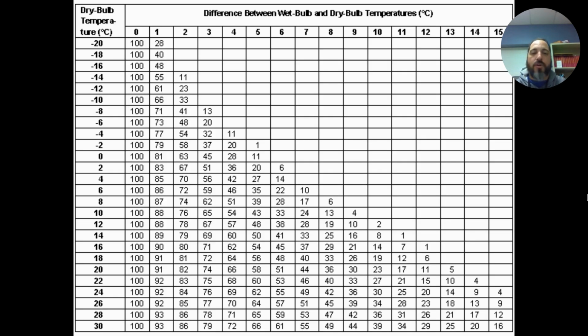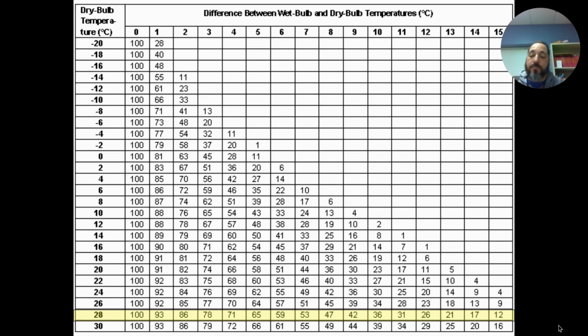So here is our chart right here for finding our relative humidity. So the first thing we need to know is our dry bulb temperature. If I look at the problem that was on the page, it said our dry bulb temperature was 28 degrees Celsius. So I'm going to go over here to dry bulb and I'm going to find 28 degrees Celsius. It could be any point along this row.